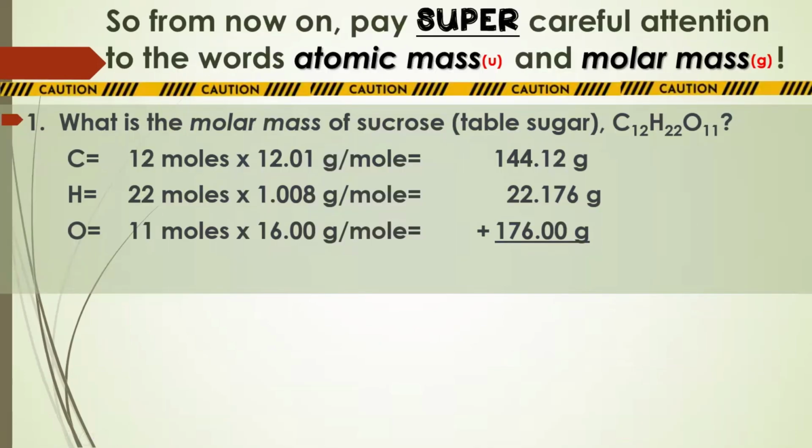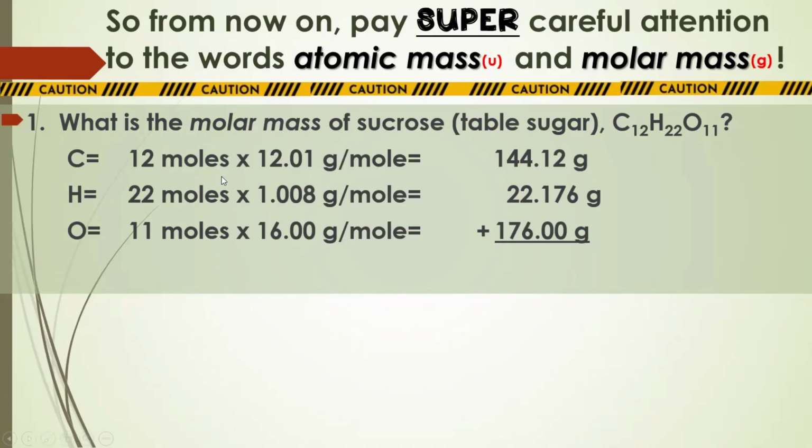So from now on, we know about atomic mass using the units, and now molar mass. The molar mass of something is the mass of 1 mole of that substance, whatever it is. So first of all, we're going to calculate the molar mass of sucrose. Sucrose is table sugar, the granulated white sugar that you put in your coffee or on your cereal. C12H22O11.